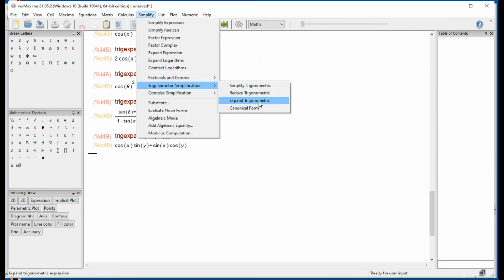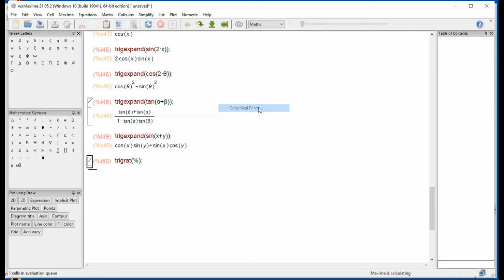That expands to canonical form. Canonical form, and I'm going to say tangent of x square minus secant of x gives me that result. Now I'm going to copy this, Control C, Control V. No, I didn't do it right.